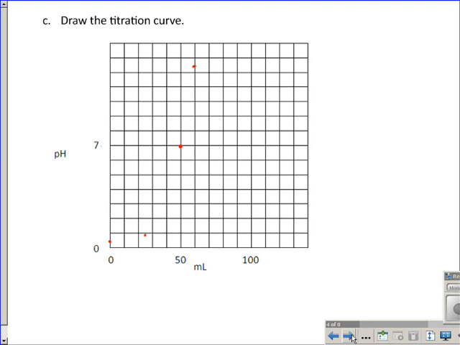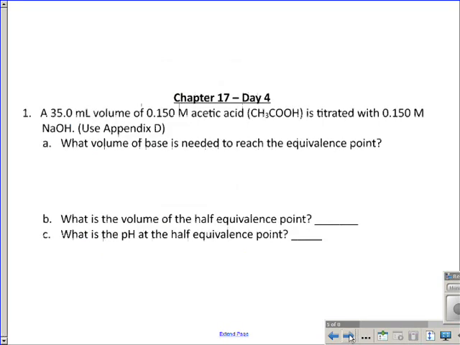Now, I know it's a strong situation, so I'm going to get a big swing right around my pH of 7. And all I really need to do is fill that out. So that's a rough idea of what my pH curve would look like for this problem. Next one, a little bit more challenging.